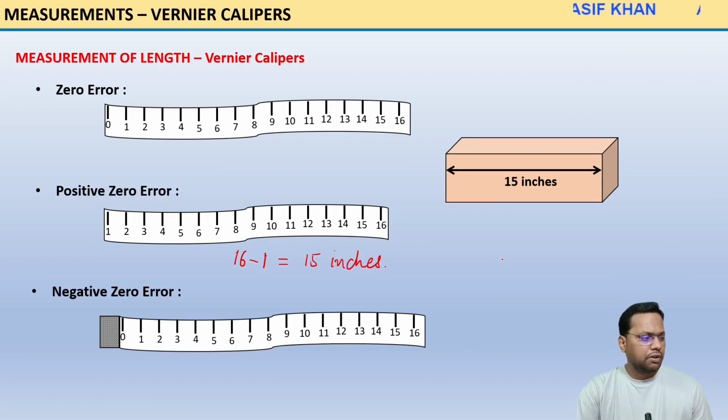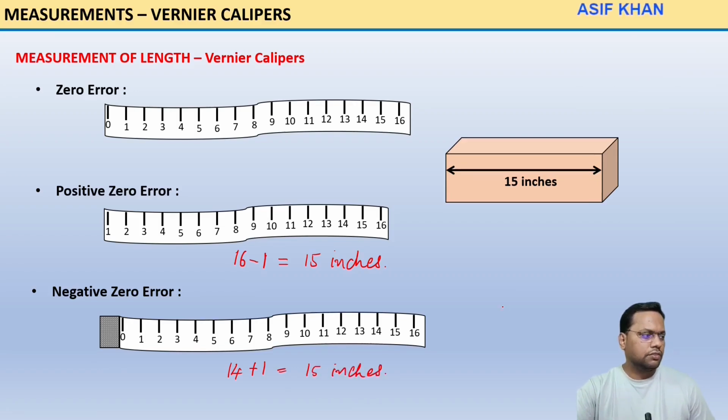This type of measuring tape is said to have negative zero error. Therefore, the correction will be positive. Since we know the length of the extra part added at the beginning of the scale, that is 1 inch, the correction will be 14 inches plus 1, which is equal to 15 inches.